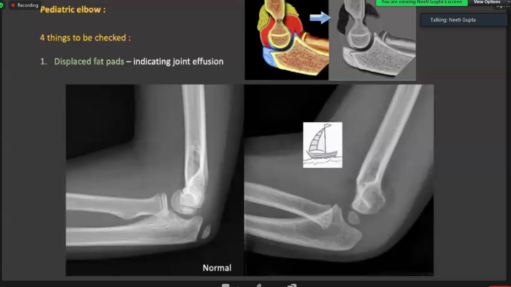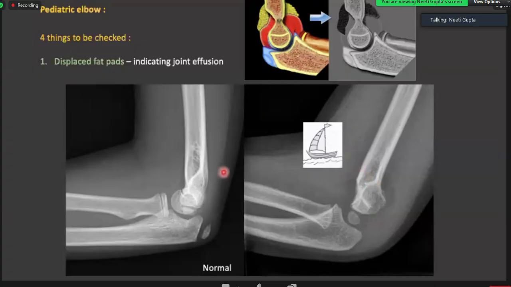So there are four important points to be evaluated. Firstly, like I showed, the presence of elevation of these fat pads, anterior and posterior fat pads. Remember that in the normal elbow, the posterior fat pad is not normally visible because it is inside the intercondylar notch of the humerus. When it is visible, it is pathological. It means that there is some joint effusion which is pushing out this fat pad posteriorly.